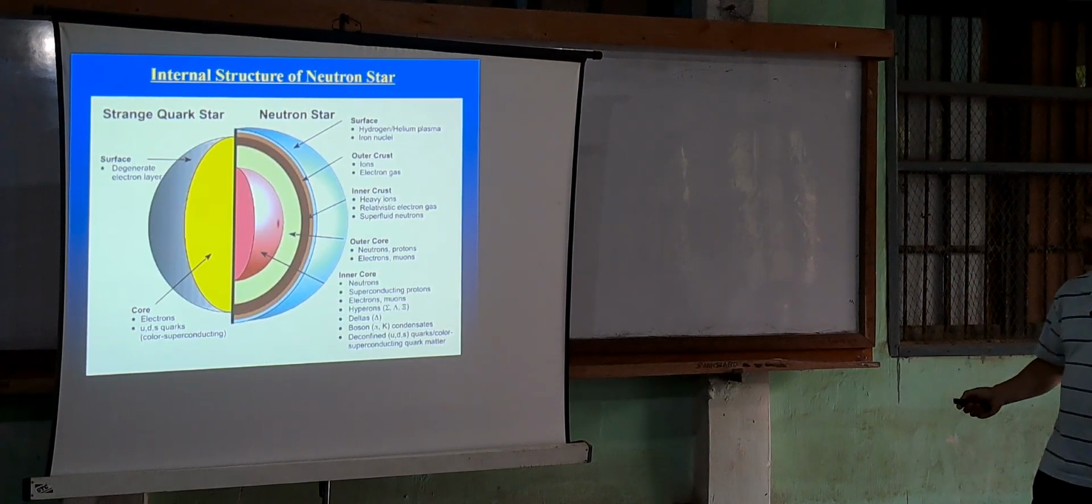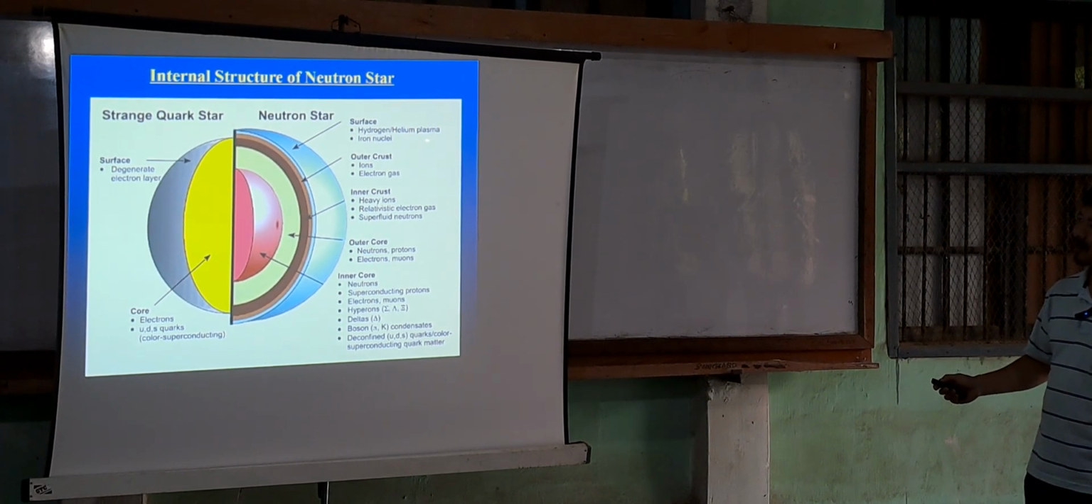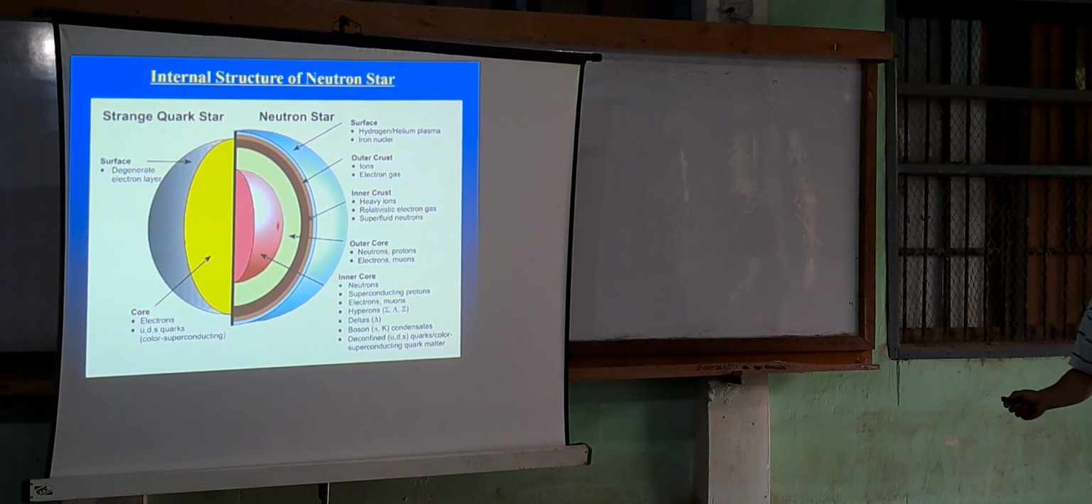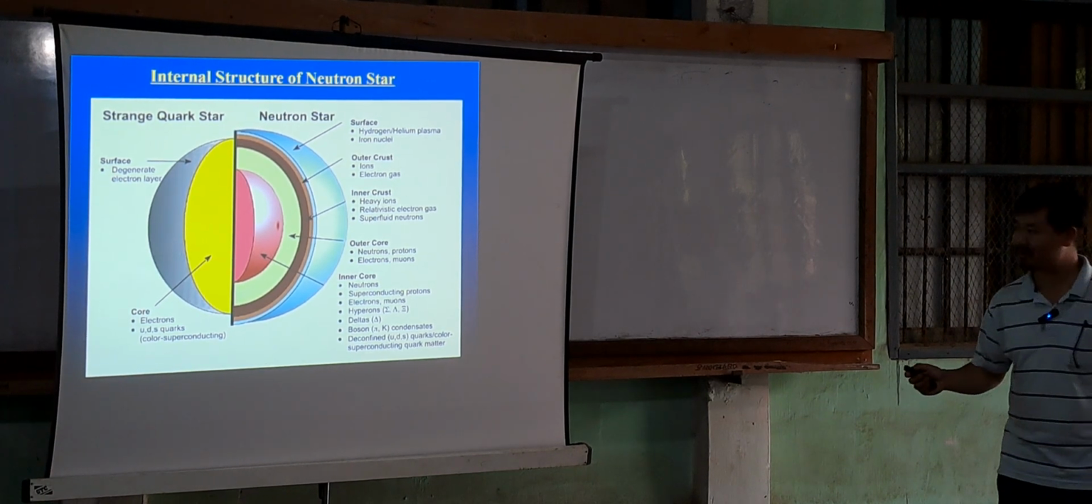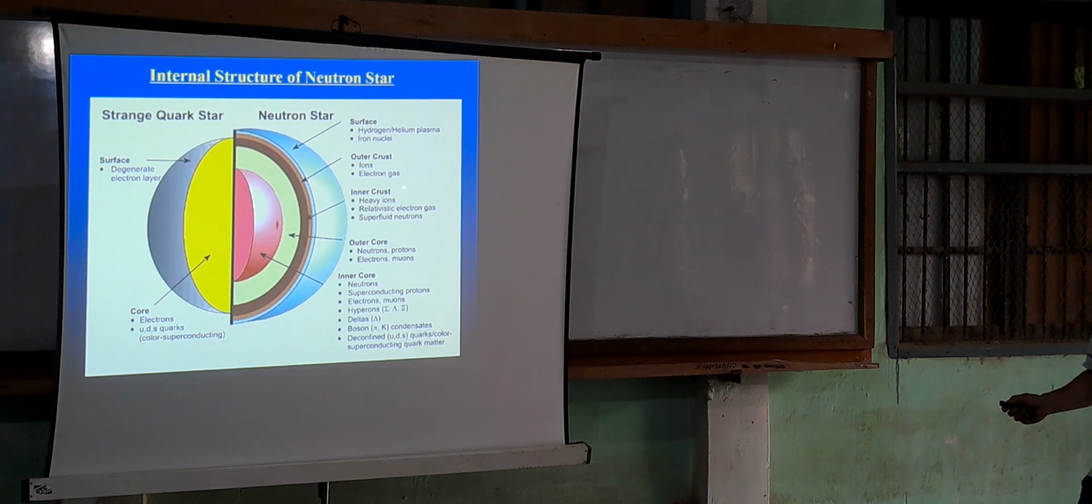So now, this portion is a neutron star. The surface has a plasma of hydrogen, helium, ions. Iron nuclei will be there because iron is the last product of the fusion reaction. In the outer crust, there are ions and an electron gas. In the inner crust, heavy ions like iron are there. Electrons are relativistic, and superfluid neutrons are there.